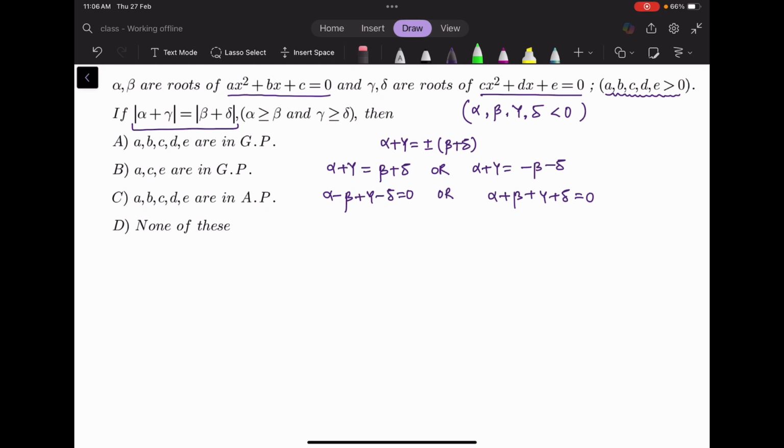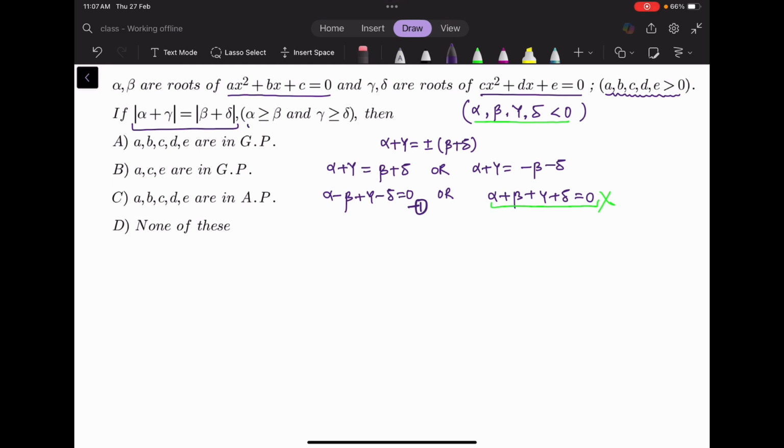So as we have seen here, all the values alpha, beta, gamma, delta are negative. So adding all negative can never be 0. That's why this will not be the correct case. Now this case is fine. Alpha minus beta plus gamma minus delta can be 0.